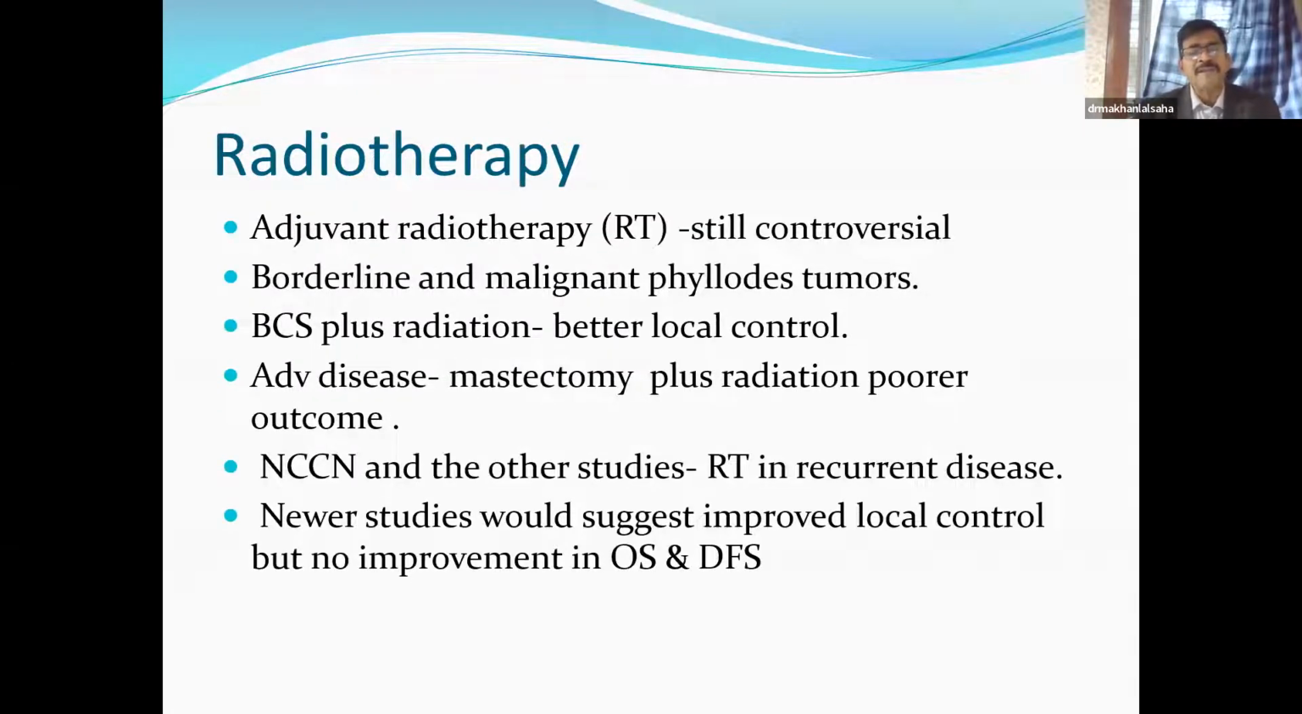What is the role of radiotherapy in phyllodes tumors? The role of radiotherapy is still controversial. It has been recommended for borderline and malignant phyllodes tumor. So in borderline and malignant phyllodes tumor, breast conserving surgery plus radiation provides better local control. However, advanced disease may require mastectomy plus radiation, but still may have a poorer outcome. In some studies, it is observed that radiotherapy for recurrent disease is a modality of treatment which can improve local control, but there is no improvement in overall survival and disease-free survival.